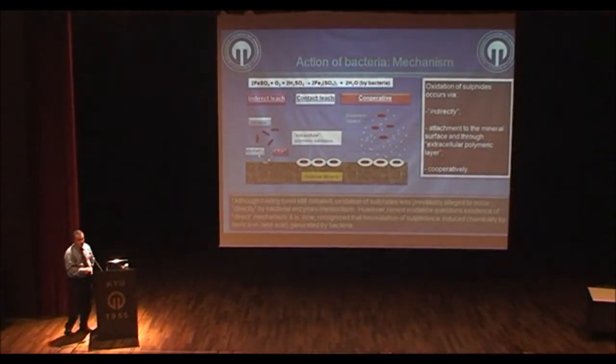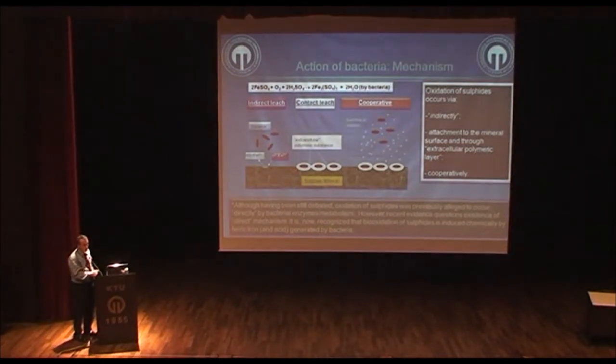Here we see the action of bacteria on sulfides. They can attach themselves on the sulfide mineral, or they can be in the bulk of the solution, or both mechanisms. Some of the bacteria can attach on sulfides, or some can be in the bulk of the solution. So, oxidation of sulfides occurs indirectly by attaching to the surface through the extracellular polymeric layer, or cooperatively, both in the bulk of the solution or on the surface of sulfide minerals.